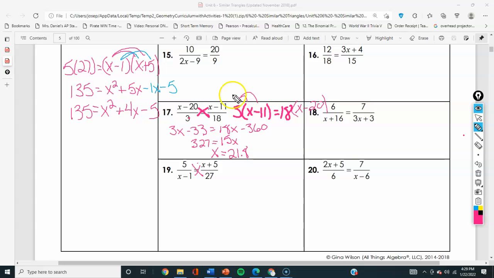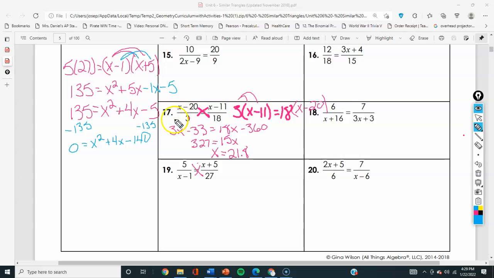So this is a quadratic equation. We have to factor this. So we have to get this equal to 0 first. Whenever you see x squares and x's, you got to get it equal to 0 first, at least at this level of mathematics. So I'm going to subtract over that 135 to get it so it's equal to 0. And negative 5 minus 135 is negative 140.